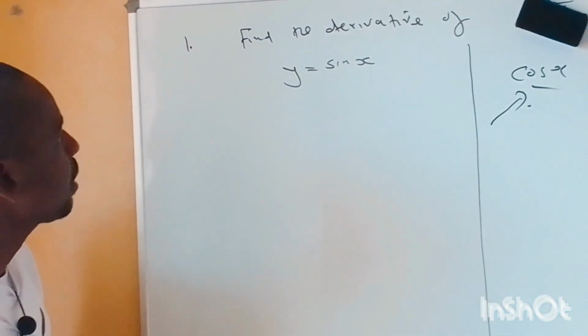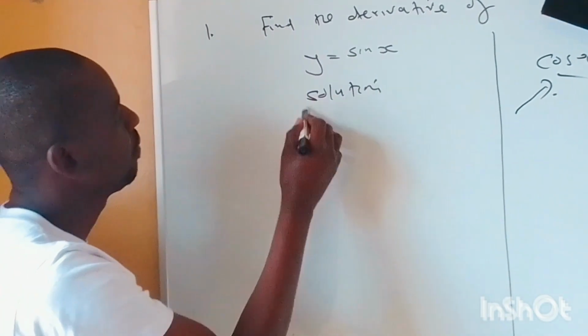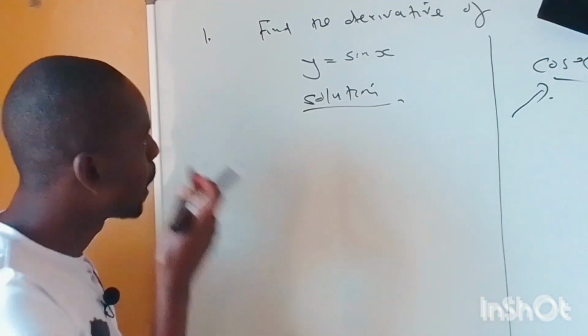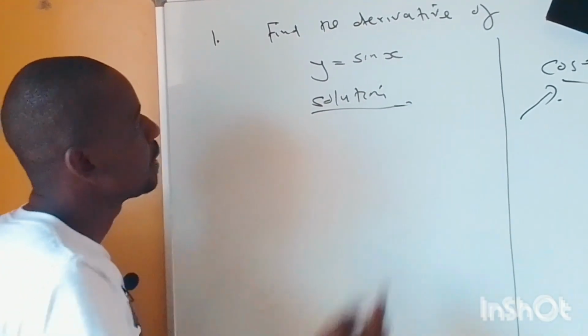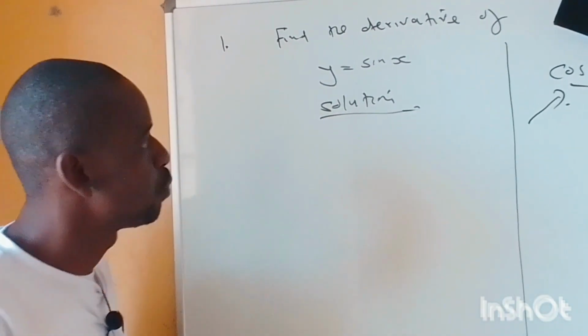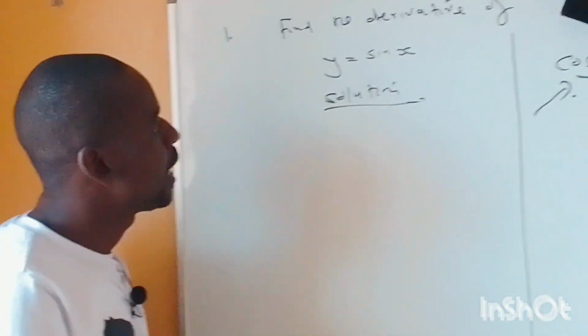Now, we have y is equal to sine of x. So we want to just see the procedure that we can follow so that we get the cos of x.